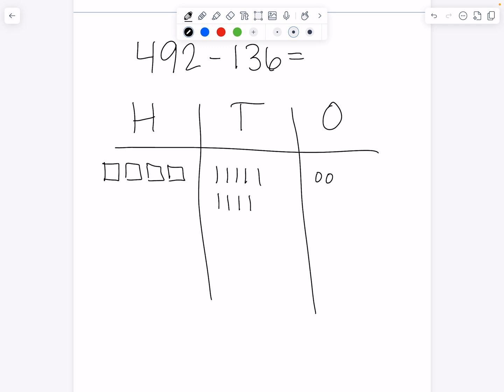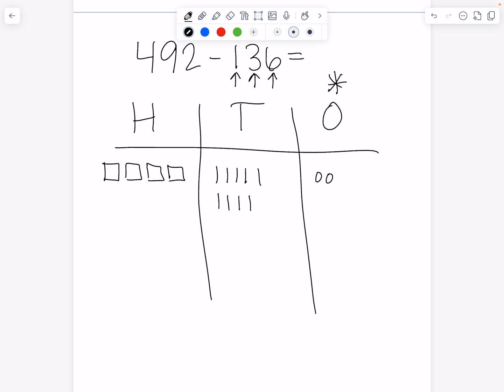Let's go ahead and start subtracting. So in my ones place, I'm going to take away 6. In my tens place, I'm taking away 3. And in my hundreds place, I'm taking away 1. All right, starting in my ones, I only see 2 ones. Can I take 6 away from 2? 2 minus 6, can I do that? No, that means I need to decompose.